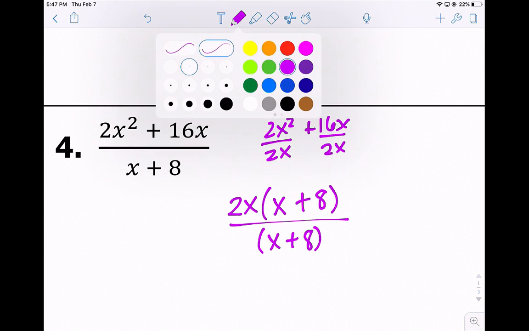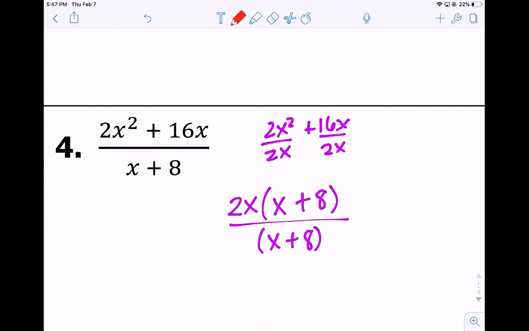So now we're looking for common factors. So we have x plus 8 in our numerator. We have x plus 8 in our denominator. So these are common factors. Anything divided by itself is 1. So 2x is going to be our final answer.